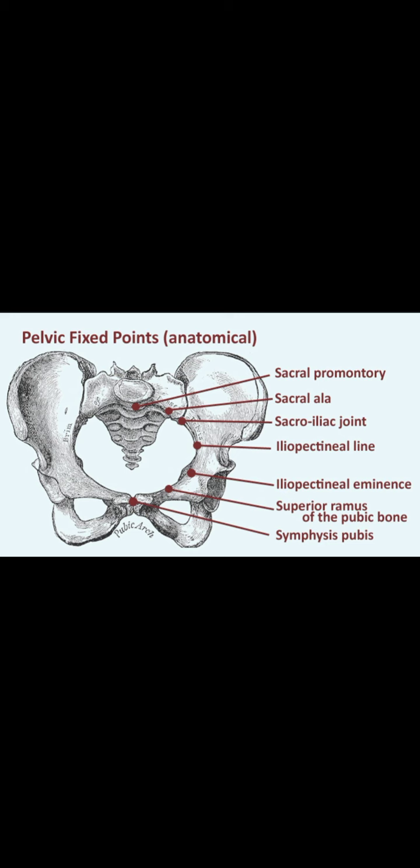Okay, I hope you understood. Once again I will tell you: sacral promontory, sacral ala, sacroiliac joint, iliopectineal line, iliopectineal eminence, upper inner border of the superior ramus of the pubic bone, upper inner border of the pubic bone, and symphysis pubis.